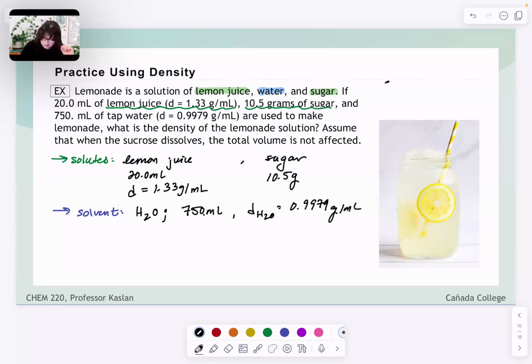And then we're going to identify our goal. So this is just a different approach to the problem. Instead of identifying your goal first, we've kind of pulled out threads of information, and now we're going to bring them together for the bigger picture. So the goal is to find what? Let's see here. What is the density of the lemonade solution? So our goal is we want density, which is mass solution over volume solution.